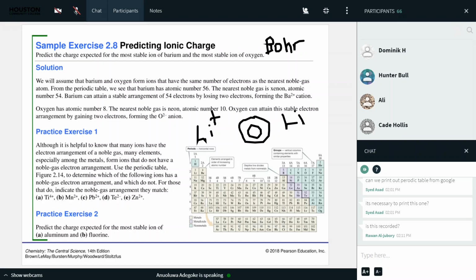All right, now this is lithium. Lithium is in group 1A. So lithium has 3 protons. And how do I know? Remember, proton represents the atomic number. So the atomic number of lithium is 3. So that means the number of protons in lithium is 3.